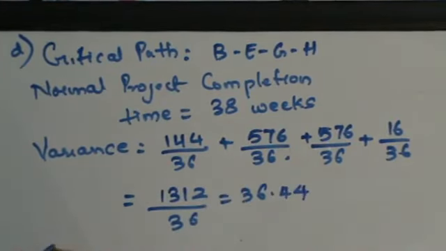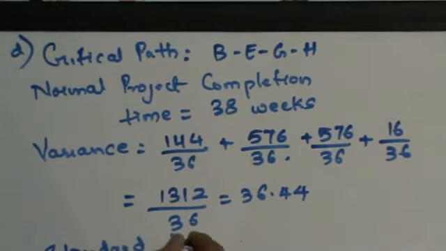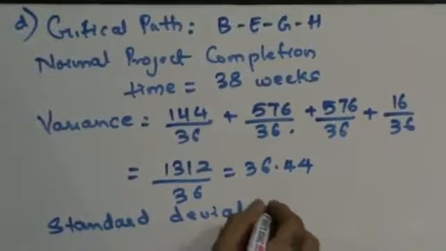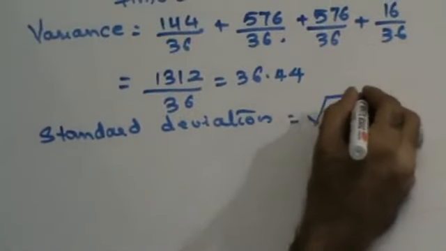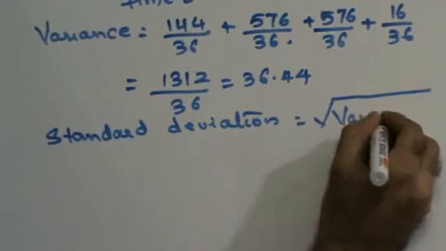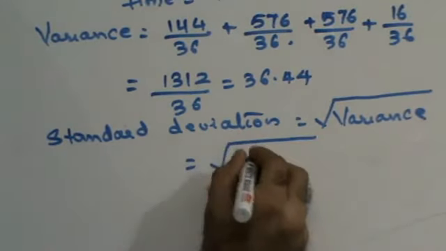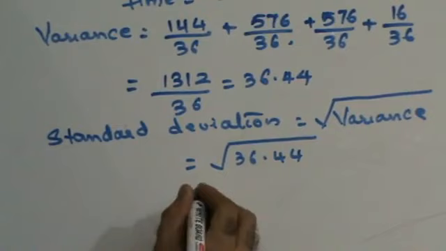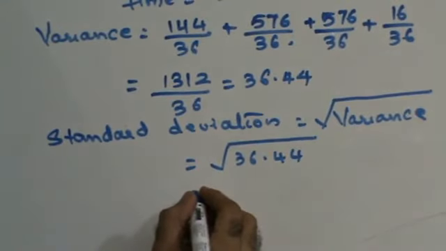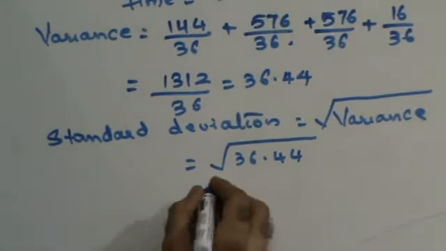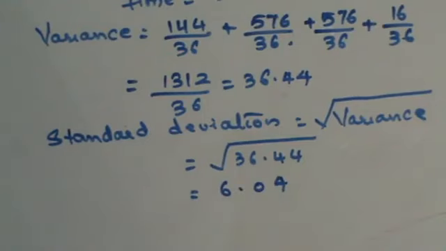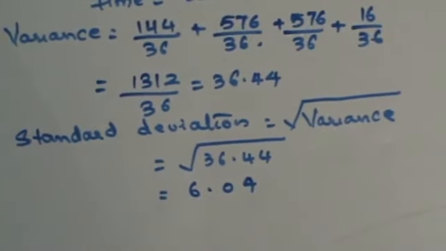Once I have variance, then I can find out standard deviation. Standard deviation is nothing but square root of variance. This is going to be square root of 36.44, which is going to be nothing but 6.036, which I'm going to take as 6.04. Okay, now once this is done, let's see what are the questions that they've asked me.